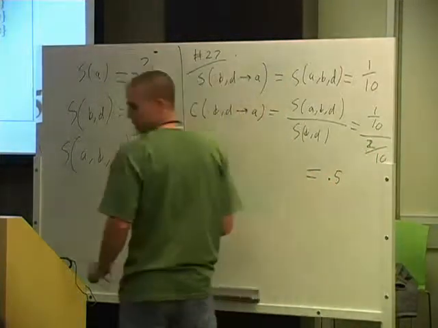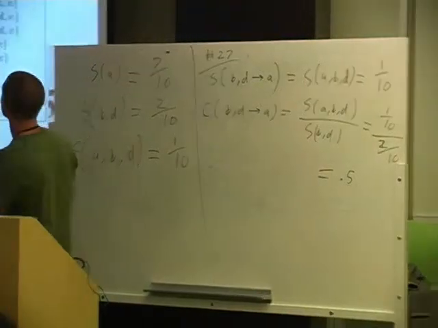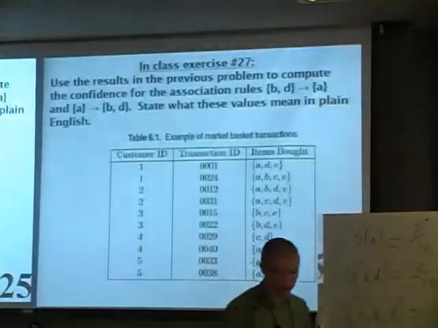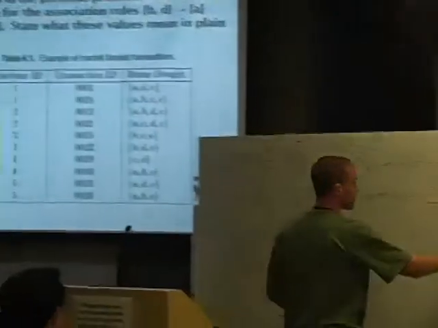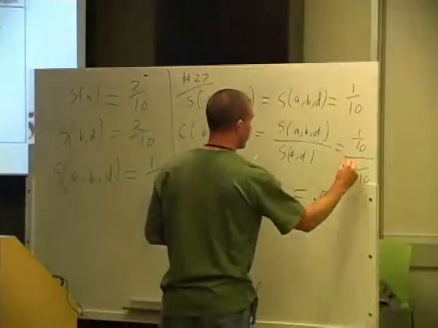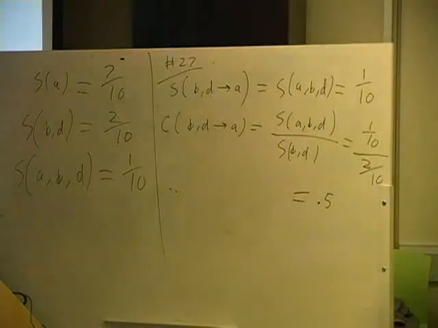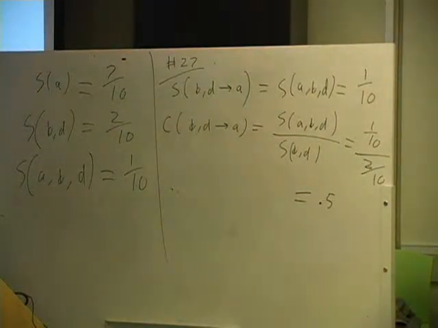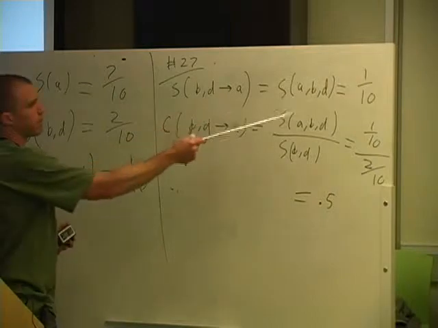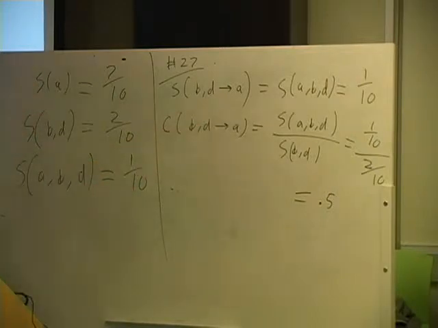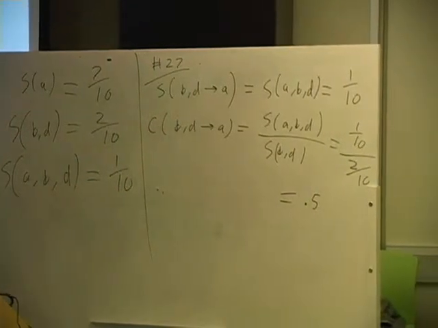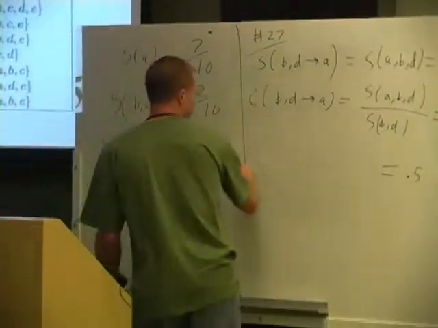What does the 50% mean? And I actually asked that here. I said, state what these values mean in plain English. So in plain English, I would say something like 50% of the people that bought B and D also bought A. Okay, so you say if someone buys B and D, you're 50% confident that they're also going to buy A. Okay, how many of the transactions is this relevant to? This is relevant to 10% of the transactions where someone actually did buy all 3 of these things. That's called the support. The latter number is called the confidence.